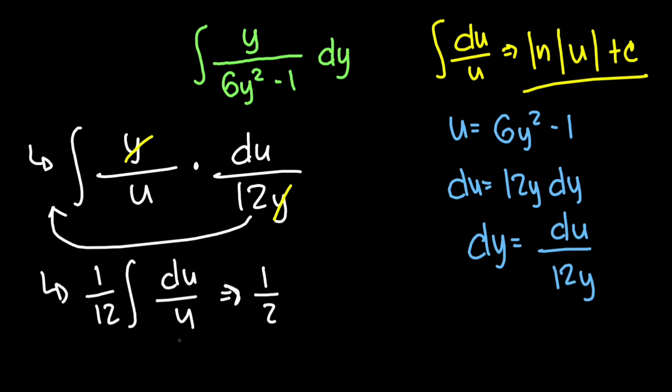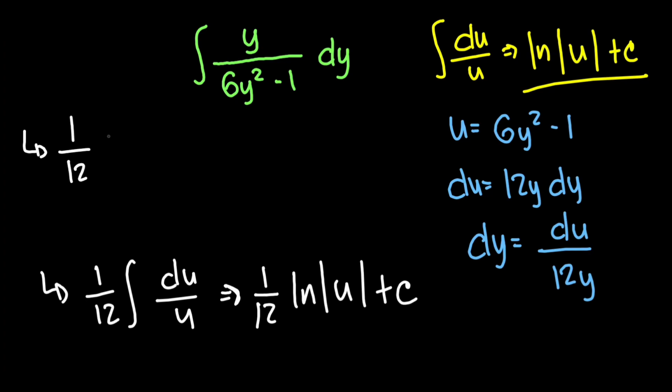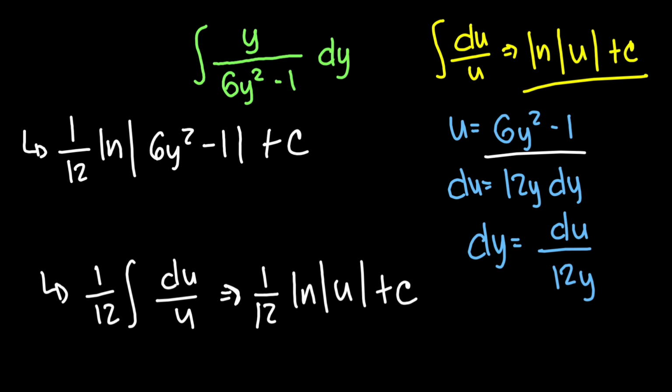And so taking the integral of this is just formula-based, which is equal to ln the absolute value of u plus c. So the final answer here would be 1 over 12 multiplied by the natural log of u, which is 6y squared minus 1, plus c.